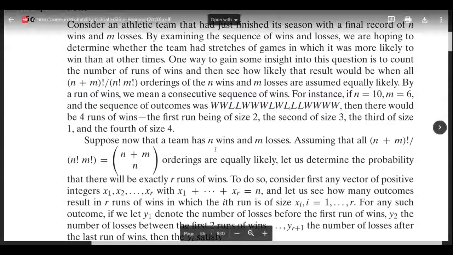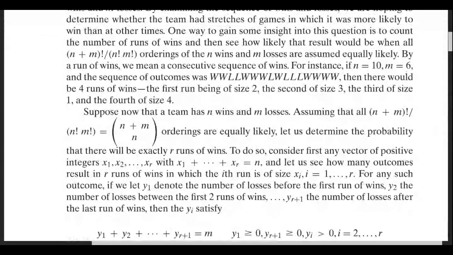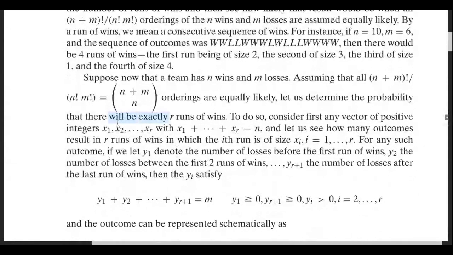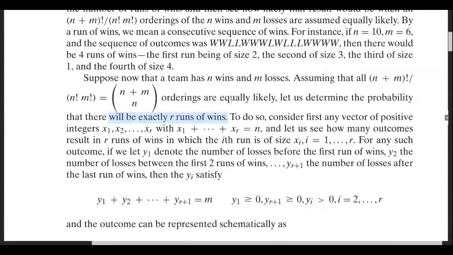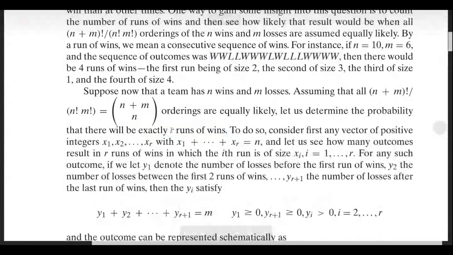Suppose now that a team has n wins and m losses, assuming that all n plus m factorial divided by n factorial divided by m factorial orderings are equally likely. Let us determine the probability that there will be exactly r runs of wins. Right? R runs of wins. So here we have 4 runs of wins.